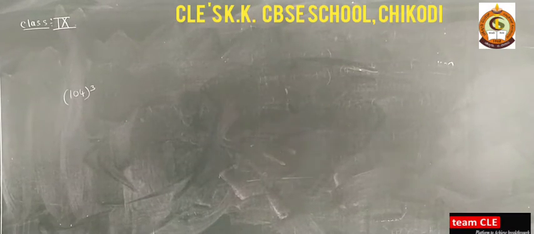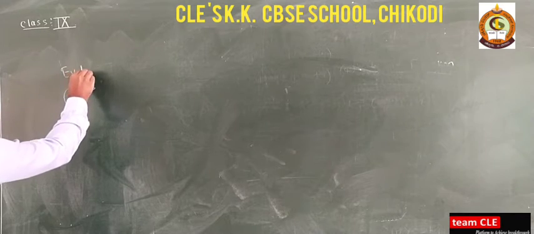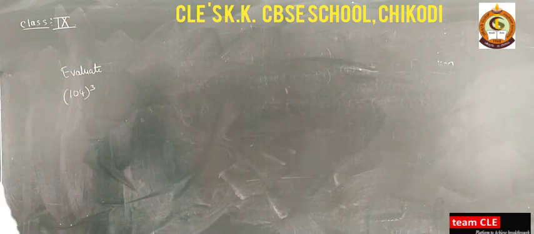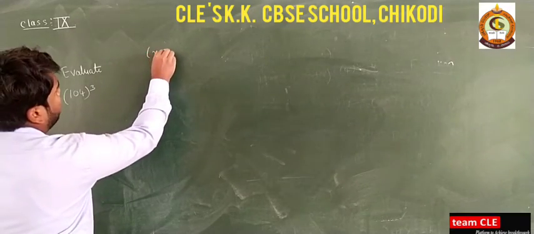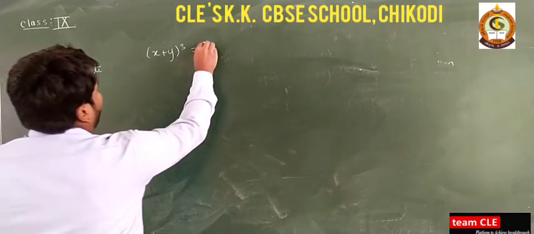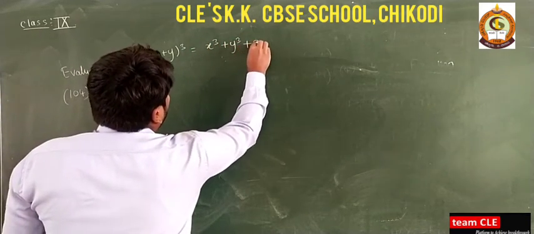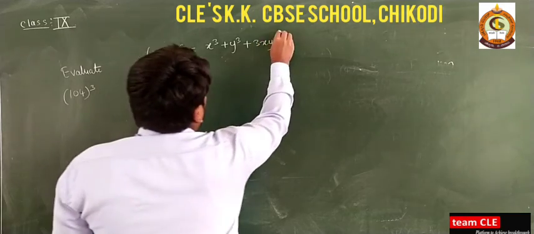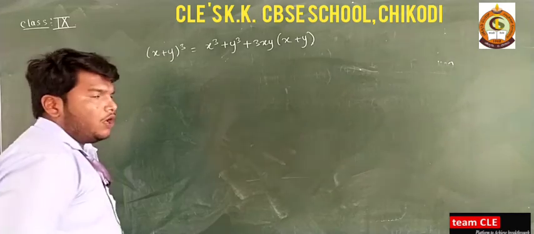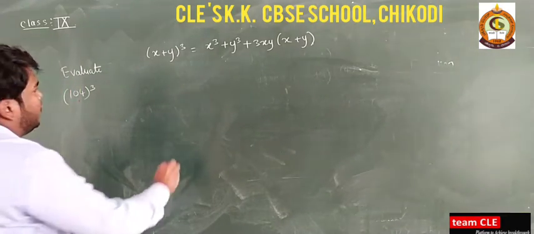Hello dear students, now evaluate 104 whole cube. You know already the formula, that is x plus y whole cube, we have the formula, that is x cube plus y cube plus 3xy of x plus y. Okay, so using sixth identity you have to solve 104 whole cube. So this is the evaluate.